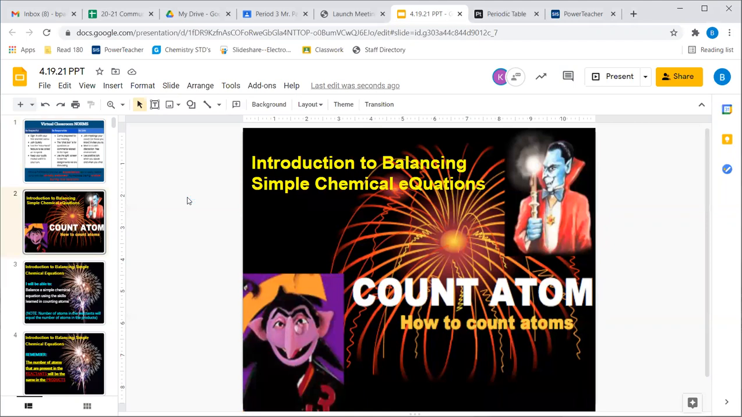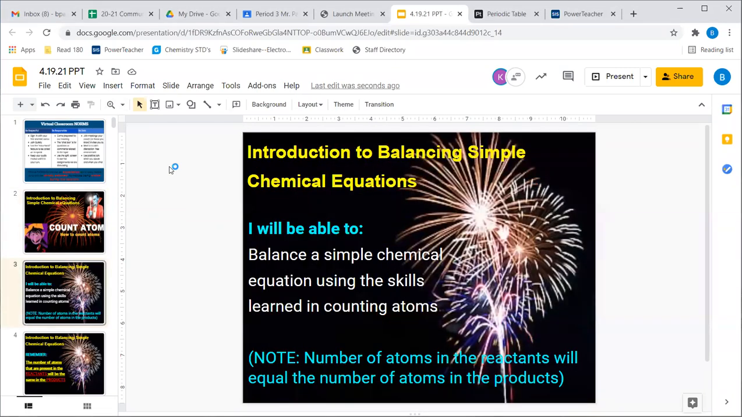Again, we're still counting atoms, and it's nothing new. So everybody should have their little crib sheet out on the steps that we do to count atoms. The only thing we are doing right now is counting both sides, the reactant side and the product side. Okay, let's go through here for a moment. Cherinsky, if you would be so kind, please read this slide, beginning with "I will be able to," and finishing up with the note.